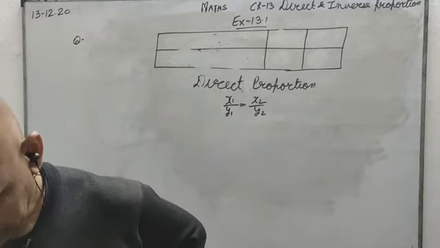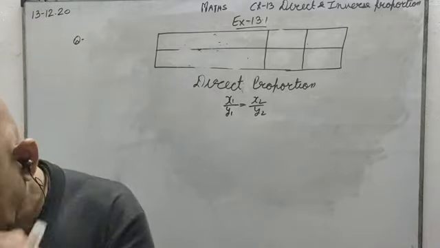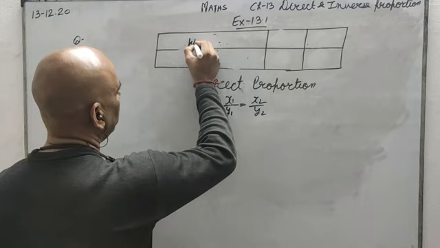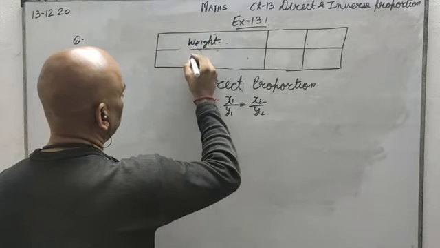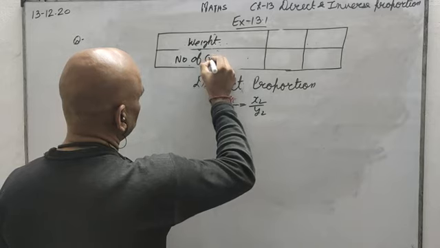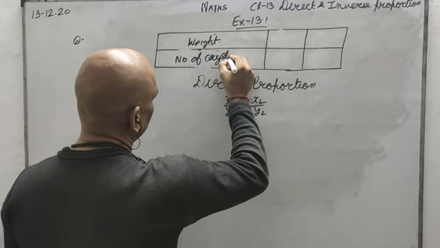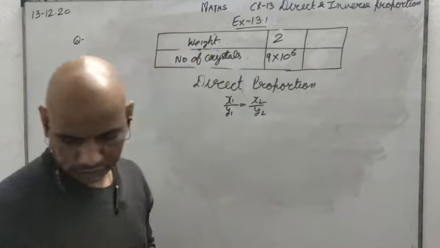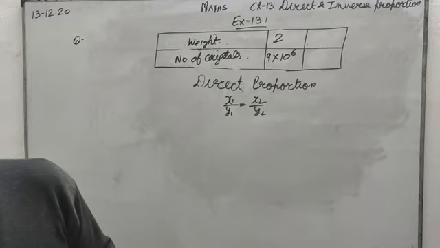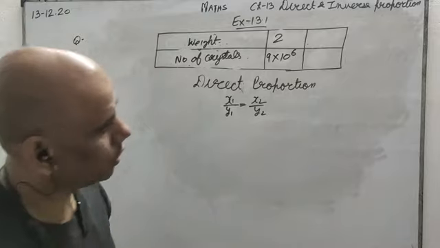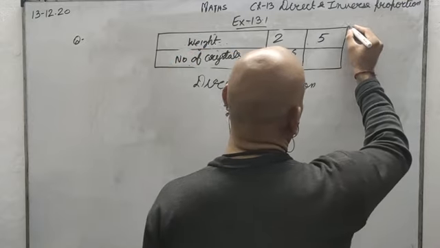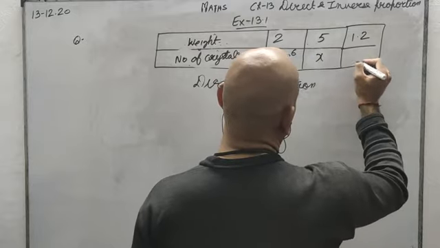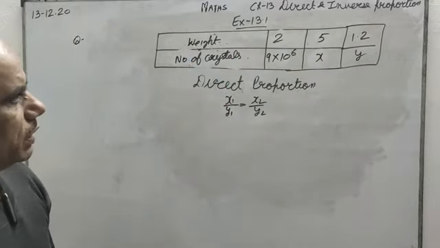Question number 7. Suppose 2 kg of sugar contains 9 into 10 to the power 6 crystals. So on the one hand it is weight, and on the other hand number of crystals. So 2 kg, 9 into 10 to the power 6. How many crystals will be there in 5 kg of sugar? Okay, and in the same question he is asking how many in 1.2. So here it is x and y. Okay, that much is the question.